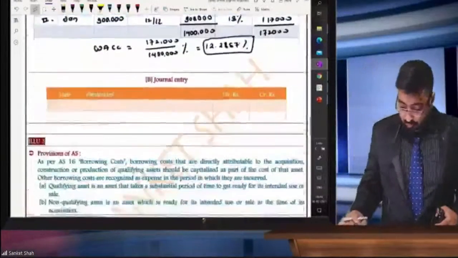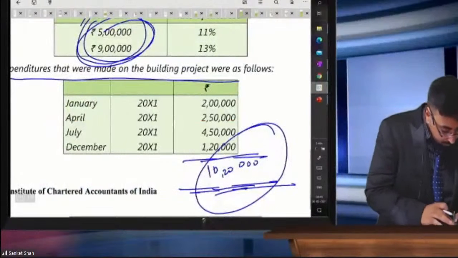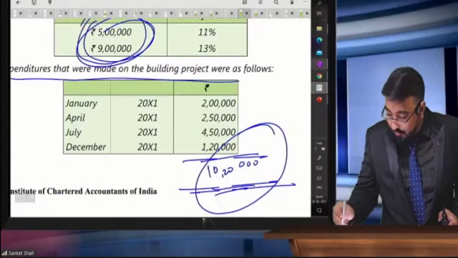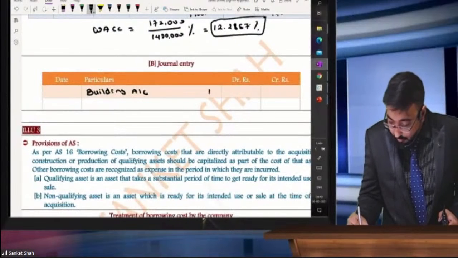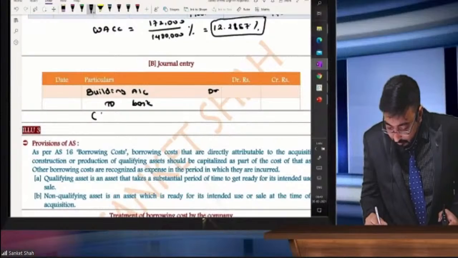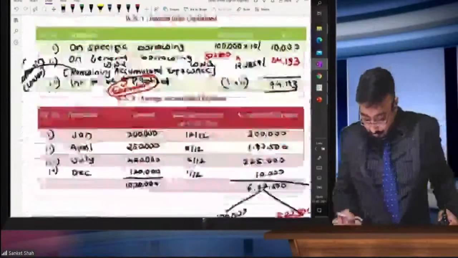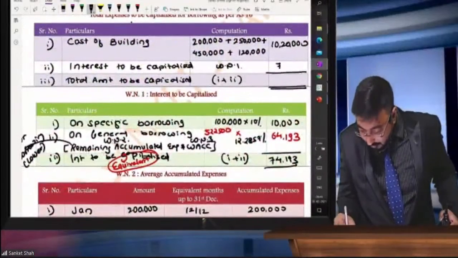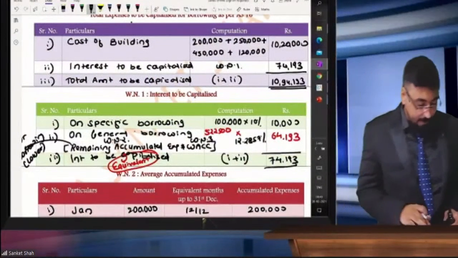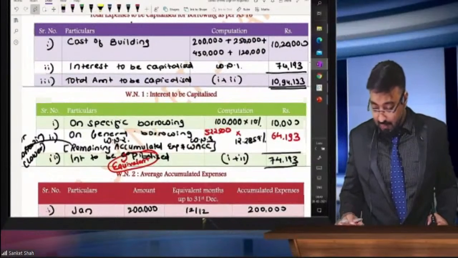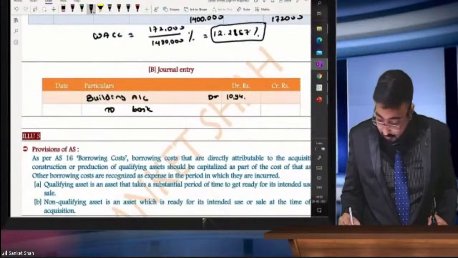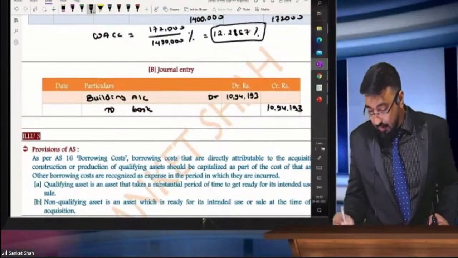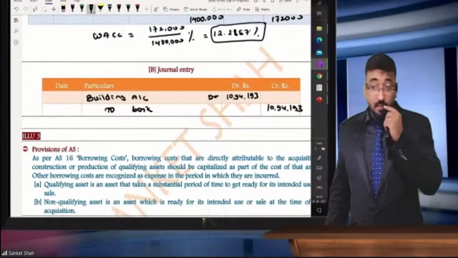Now next one is write down the building account debit. So what is the entry? They ask you the entry also. So the entry will be on the last date: building account debit to bank, 10,94,193. Yes, you have to write it. You will write it above the 74,193. So 10,94,193 is the interest to be capitalized, and after that you will pass the entry, 10,94,193. We have taken 4 digits, so our answer is more accurate as compared to the ICAI answer.